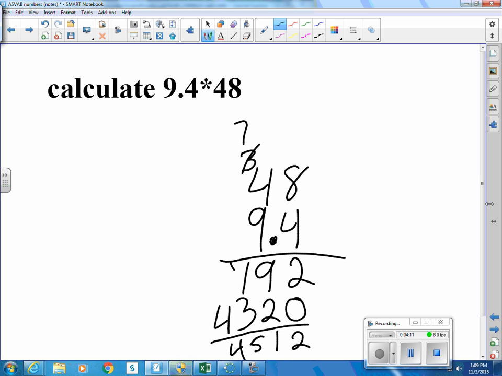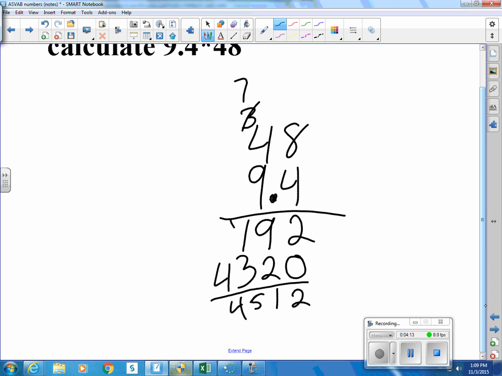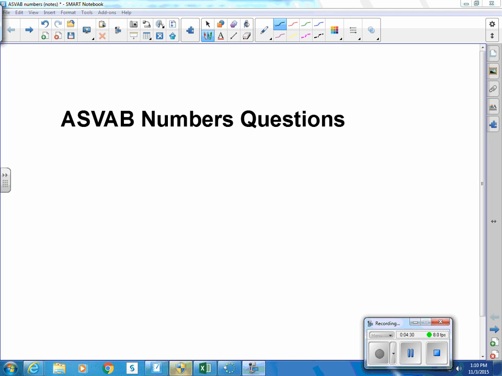Then we look to see how many decimal places are in the whole problem. There's only one decimal place, so I'll put the decimal right there, 45.12. Well, that's pretty close to 9 times 50, which would be 450, so that tells us we're at least in the ballpark. It's nice to do some sanity checks like that. So just some review questions about numbers to help you with the ASVAB test.